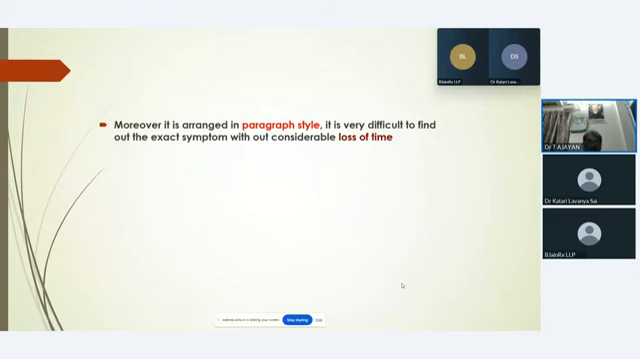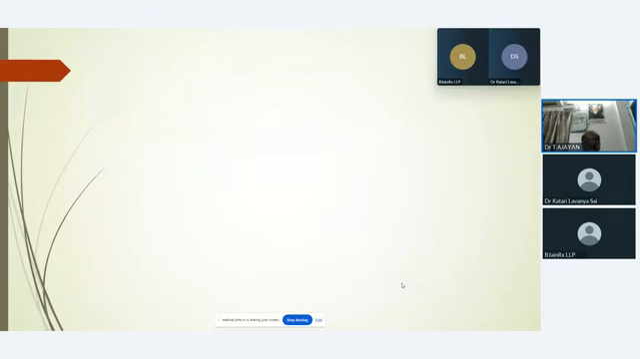That is another disadvantage. But again, I say this is an advantage, because only while reading this paragraph are we able to correlate it with the patient's language. Okay. So all the disadvantages, I am trying to convert into advantages.